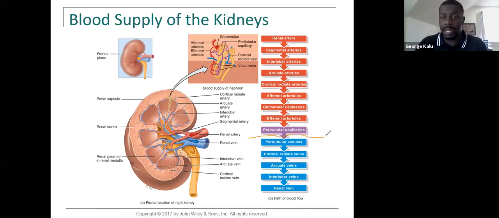Because as you pass out of that, you just reach the veins, and the veins have the exact same names, just in the reverse order as what we saw previously. So peritubular venules, cortical radiate veins, arcuate veins, interlobar veins, renal veins. Don't worry about these bottom ones, but I do want you to be comfortable with these top ones, from the renal artery down to the peritubular capillaries. Cool. Any questions so far on the blood supply here? No. Okay. So again, this is all going to make more sense. We're just introducing all the players that are going to be responsible here.